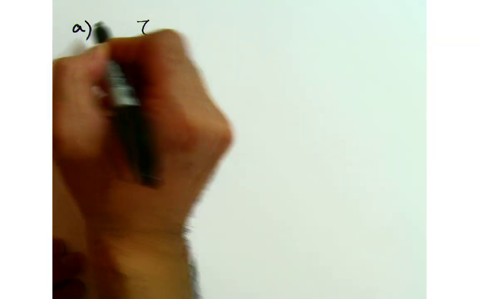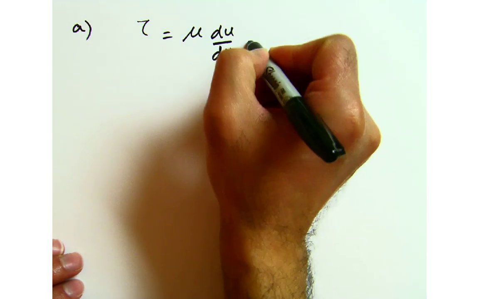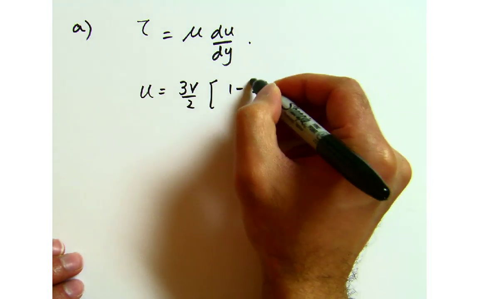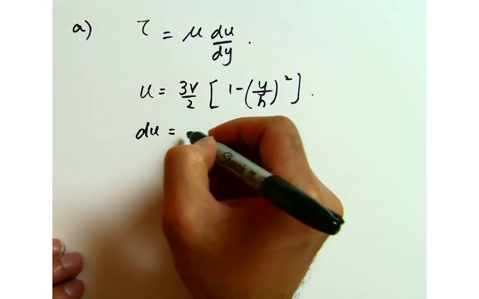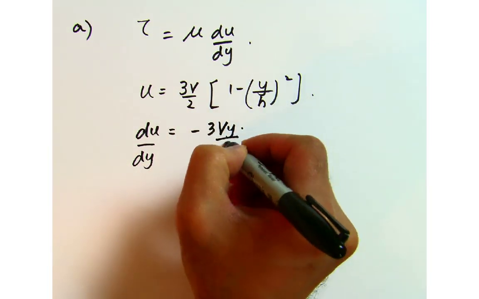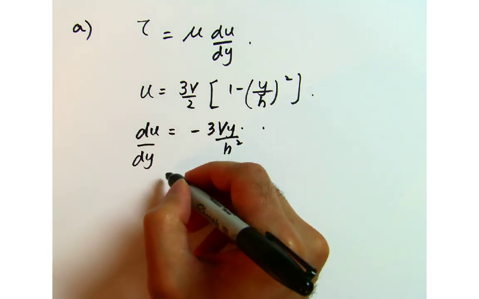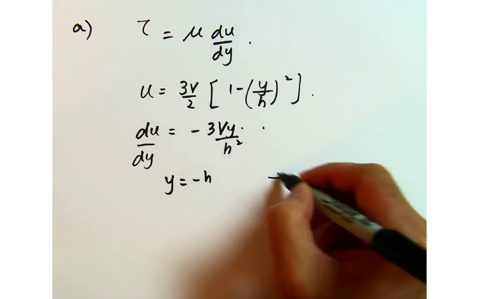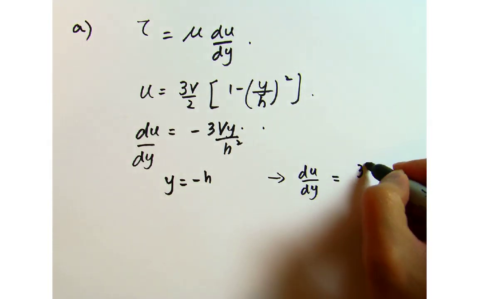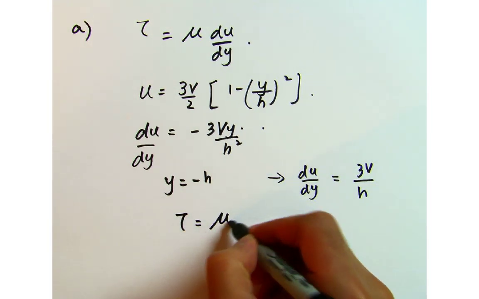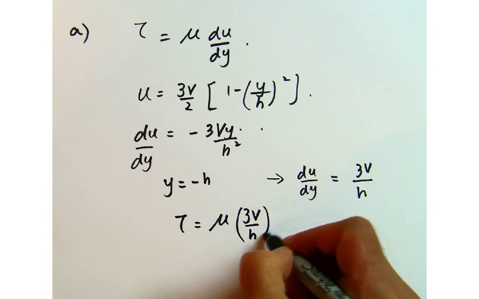Okay, so again, how do we define our shearing stress? For part A, the shearing stress is equal to mu du over dy, and we have the expression for u, which is 3v over 2 times 1 minus y over h squared. I take the derivative of this, so du over dy is equal to minus 3vy over h squared. Now I will plug that in. At y equals minus h, this gives du over dy equal to 3v over h, because h is placed over here, so h cancels out with this. So it gives me a shearing stress of 3 mu v over h. So this is for part A.